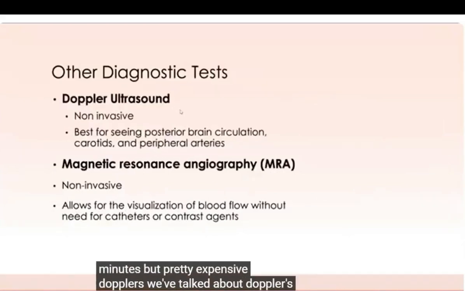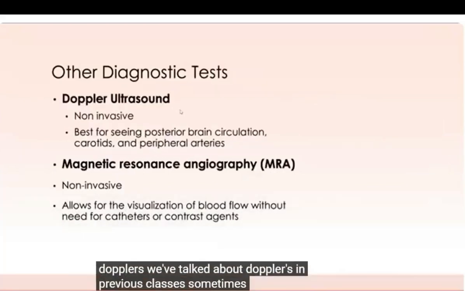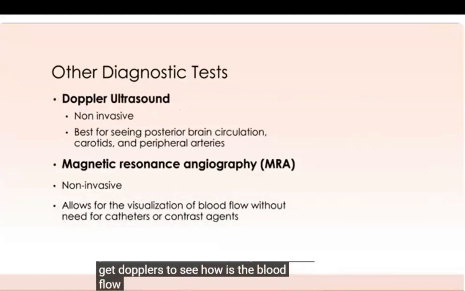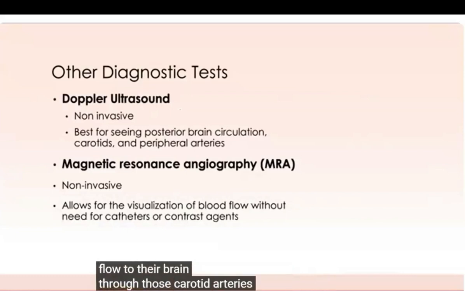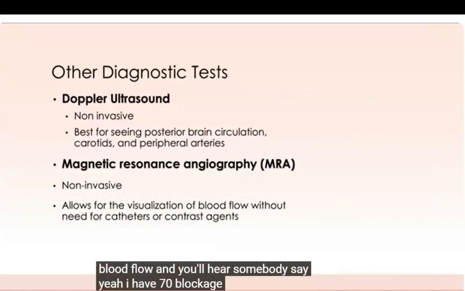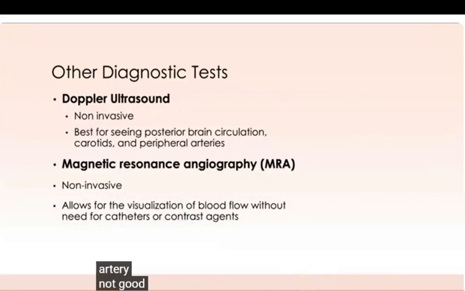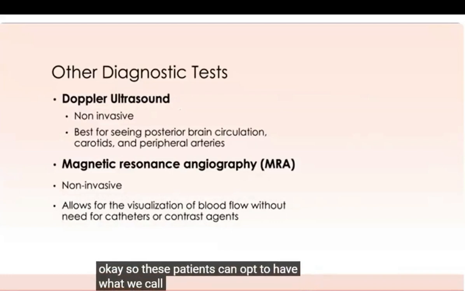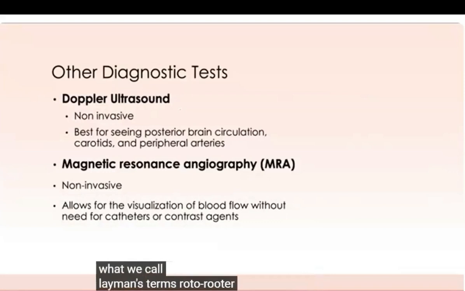Dopplers, we've talked about Dopplers in previous classes. Sometimes patients will get Dopplers to see how is the blood flow to their brain, through those carotid arteries. Carotid arteries supply the brain with blood flow, and you'll hear somebody say, yeah, I have 70% blockage in my carotid artery. Good. And what is it being blocked by? Probably fatty buildup.